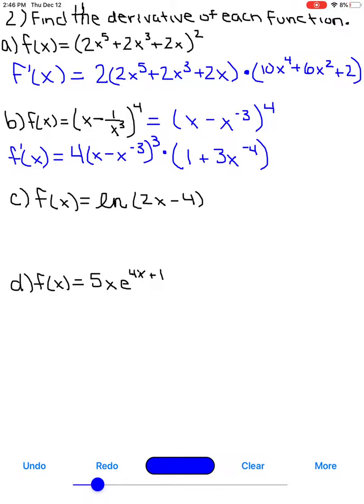For part C, when we are dealing with a function that has a natural log, you take 1 over what is attached to the ln times the derivative of what's attached to the ln. So in this case, we will have f prime of x equals 1 over what's attached to the ln, so 2x minus 4, times the derivative of what's attached to the ln, which will be 2.